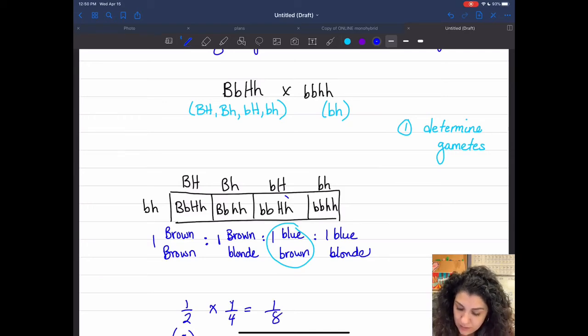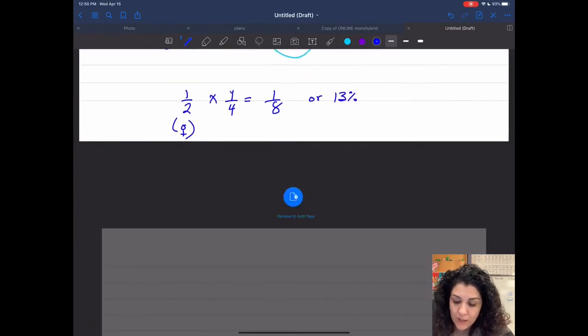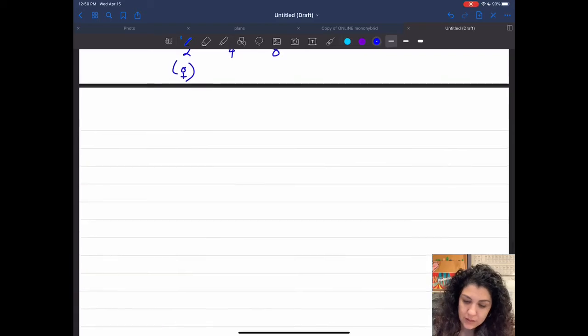And the answer there is 1/8, or 13% chance of having a girl with blue eyes and brown hair. Okay, so that's for that.